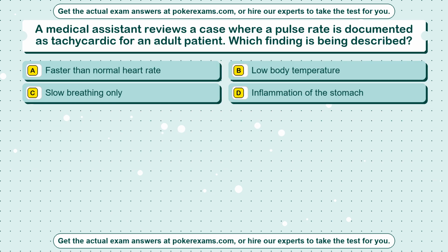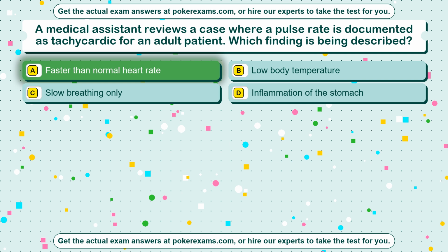Question 30. A medical assistant reviews a case where a pulse rate is documented as tachycardic for an adult patient. Which finding is being described? Option A. Faster than normal heart rate. Option B. Low body temperature. Option C. Slow breathing only. Option D. Inflammation of the stomach.